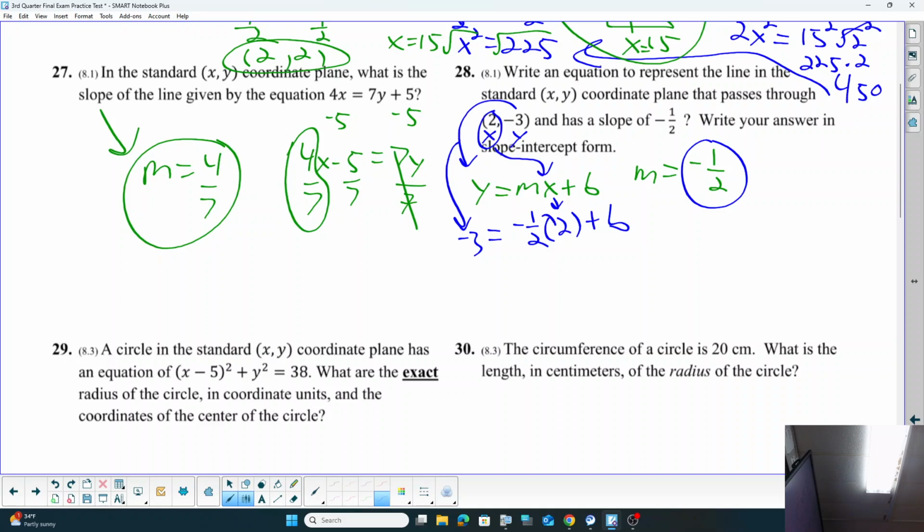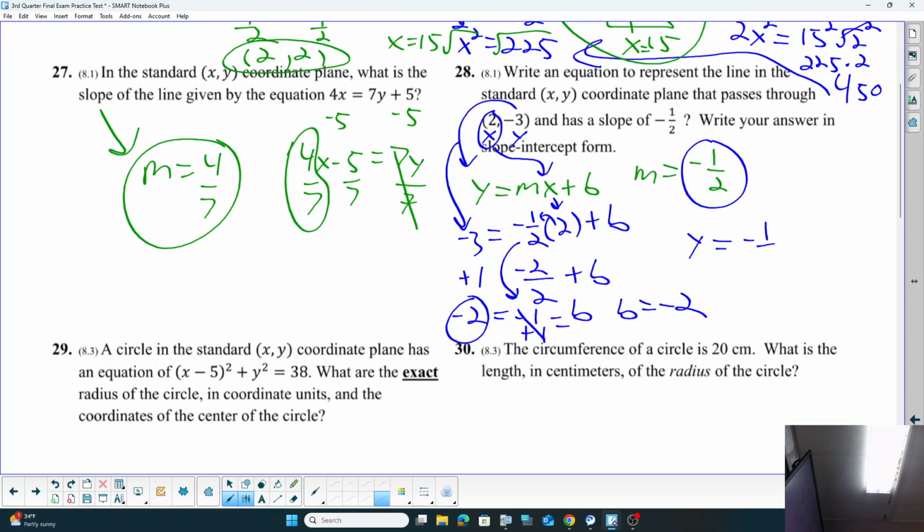So it's going to be -1/2 times 2, which is -2 over 2. And that's just going to be -1. And we're going to add 1 to this side. So we get b equals -2 as our answer. And so then we get y equals -1/2 x minus 2.